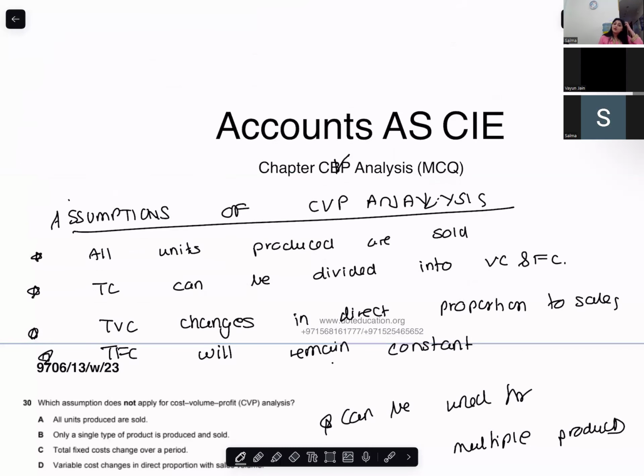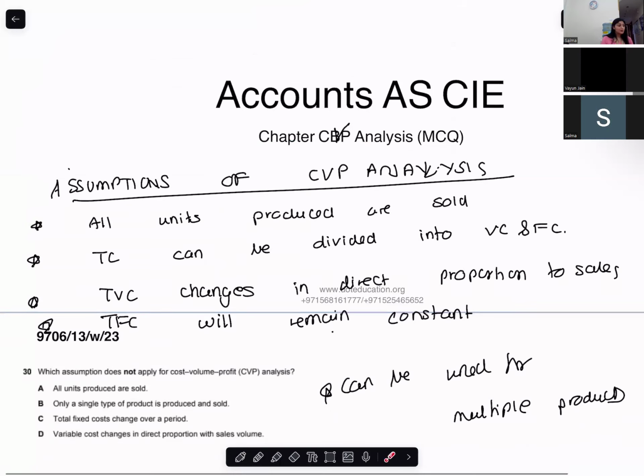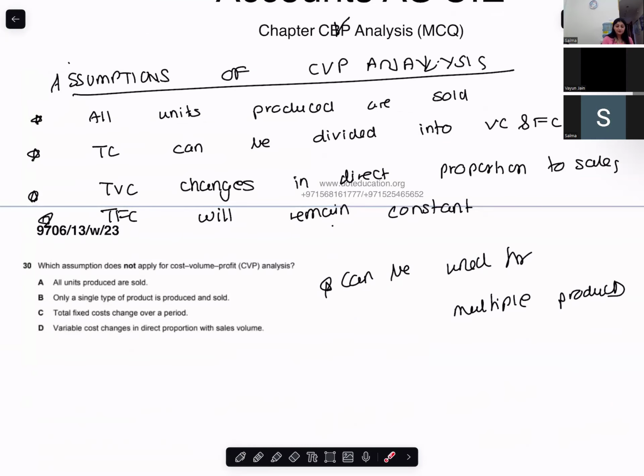So the cost volume profit analysis is also called the break-even analysis. There are certain assumptions of the cost volume profit analysis, and these assumptions are similar to the break-even analysis. What are the assumptions? All units produced are sold. Your total cost can be divided into variable cost and fixed cost. Total variable cost will change in direct proportion to sales. Fixed cost will remain constant, and it can be used for multiple number of products.